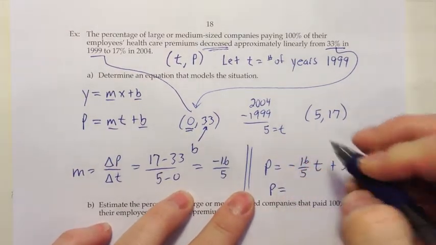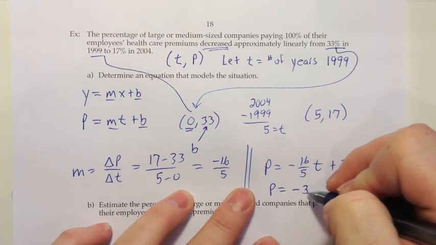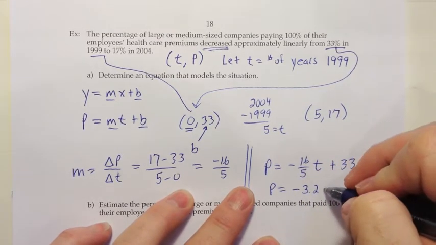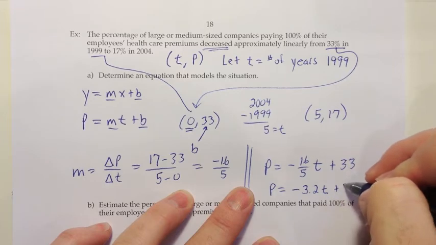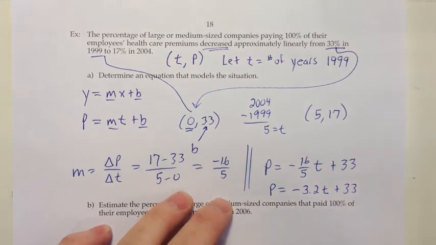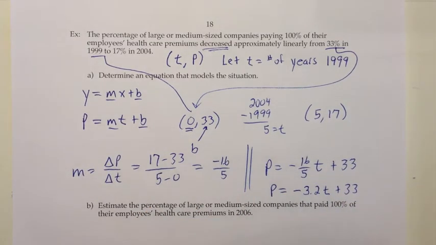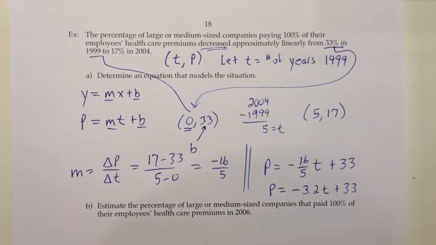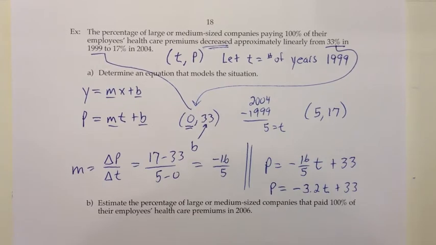In fact, since there's no rounding in that, I'm going to go ahead and change this to that decimal version and make it p equals negative 3.2t plus 33, and that'll make it a little easier to enter things in as we move forward. Typically going to a decimal is a bad idea unless it's requested because it brings in error, but in this case you'll get the same answers out of either form of the equation.